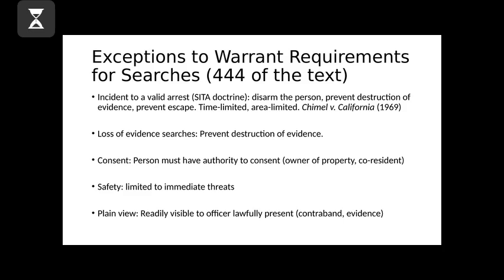And then finally, plain view, right? So this one, again, seems sort of stupid, but again, you'd be surprised how often this ends up being important. So any contraband, any evidence that is readily visible to an officer lawfully present can be seized and used as evidence without a warrant.